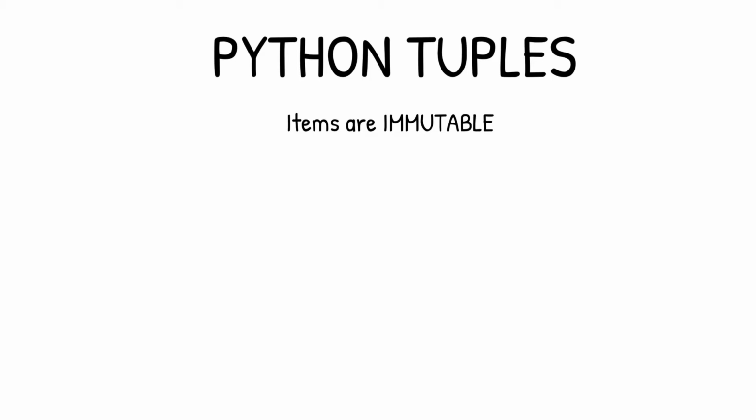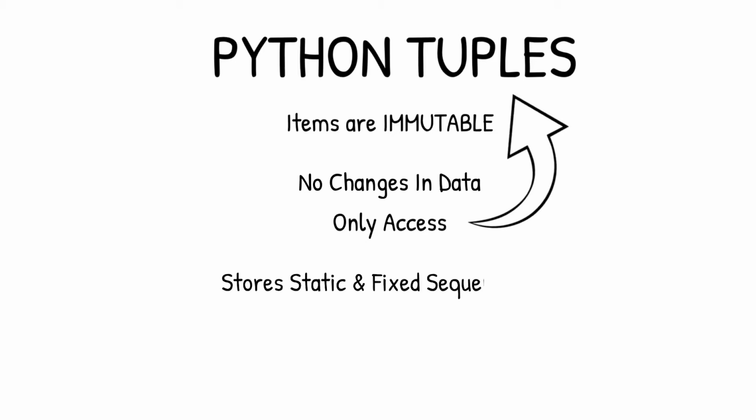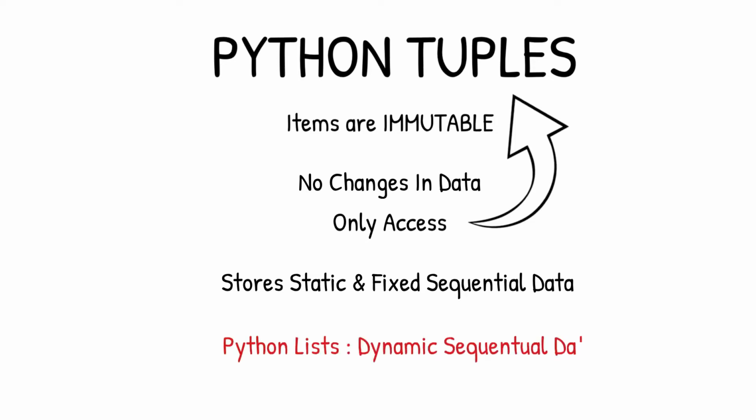So, whenever you have a requirement, where you don't want to make any changes in your data, but only want to access them as and when required, then you can always consider using Python tuple. Basically, tuples are used to store static or fixed sequential data, and Python lists are used to store dynamic sequential data.